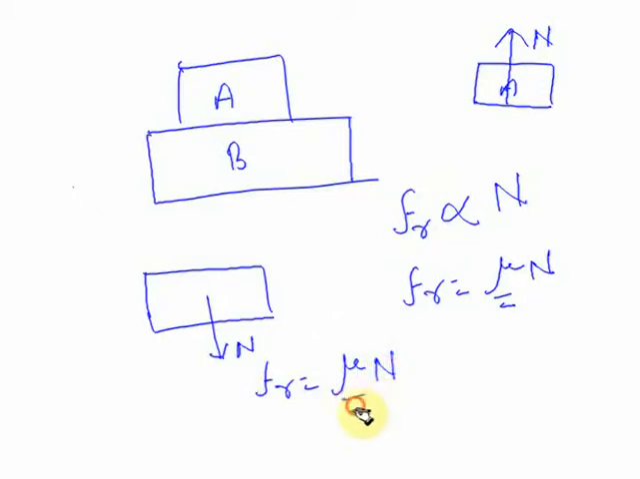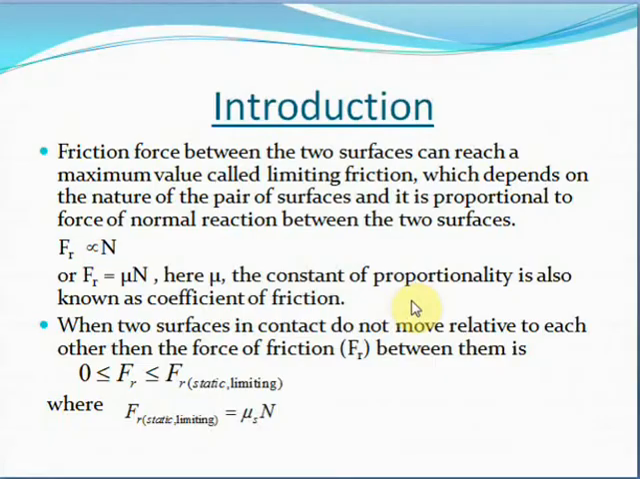Now the value of mu is dependent on the nature of surface of contact. So between two different surfaces, the value of mu will change. Now this value of friction force, that is mu n, is the maximum value or limiting friction which can act between the two surfaces. Now when the two surfaces in contact do not move relative to each other, then the force of friction between them will lie between 0 and the limiting friction.